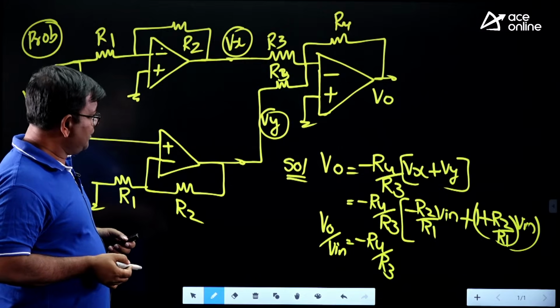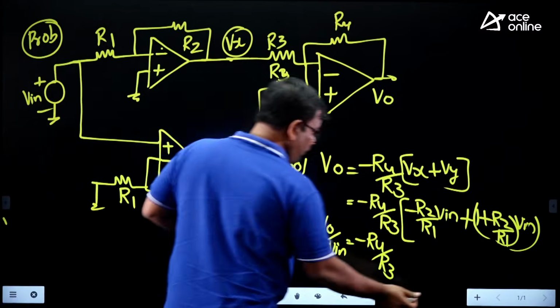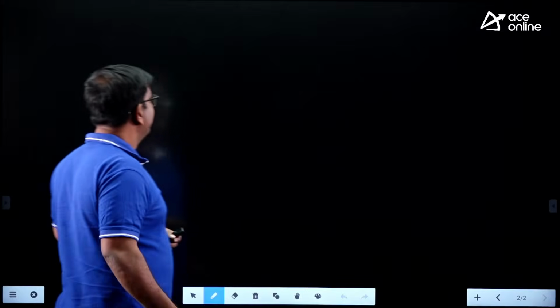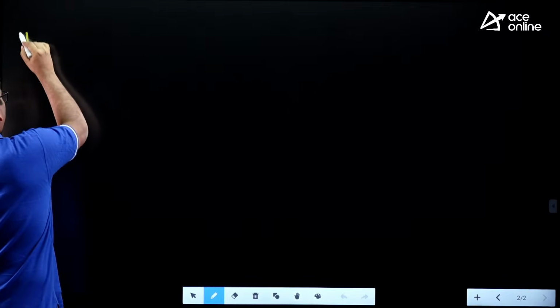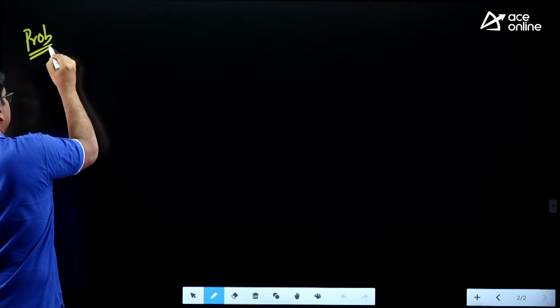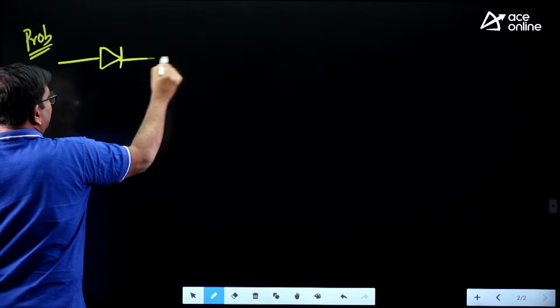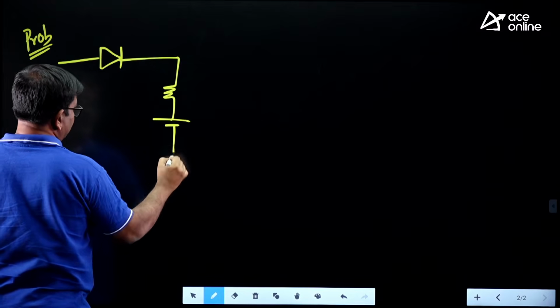So this is one question. The second one, if I remember, you are asked to draw the transfer characteristics of a simple diode problem like this.